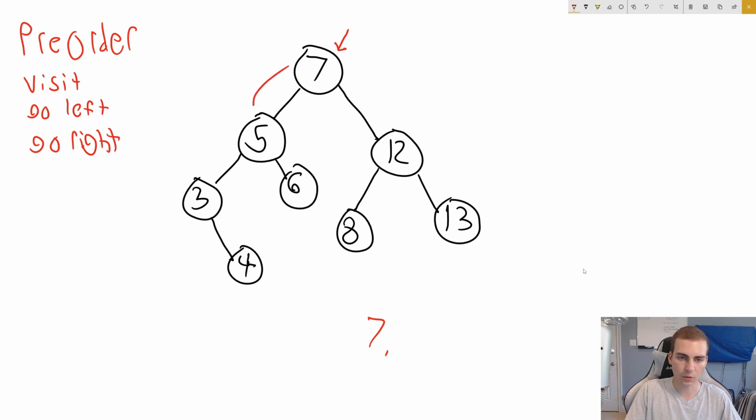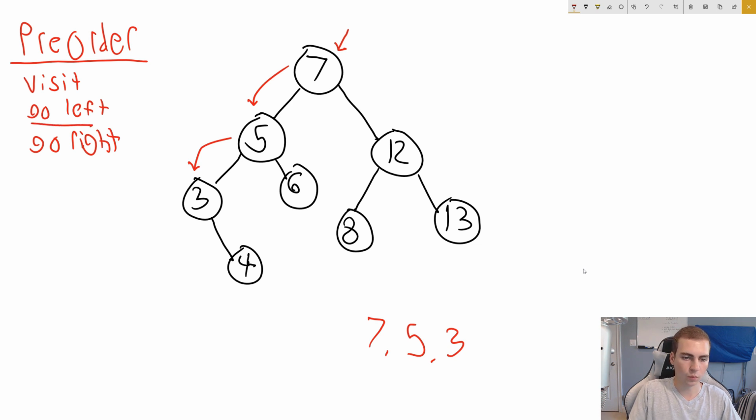All right, so let's go left. We go to 5 and we repeat this process of preorder traversal on this node 5. So even though it says go right as the next step for 7, we need to first do 5 because we've just gone to the left. So we visit 5, which means I write it down here. And then what do we do? We go left. So we move left again and we visit 3, which means I write 3 down here. Now what do we do?